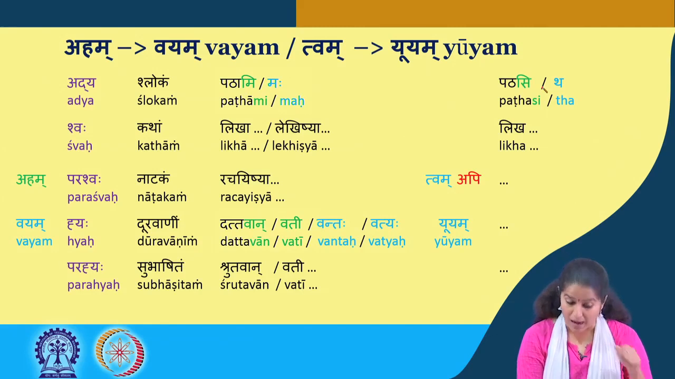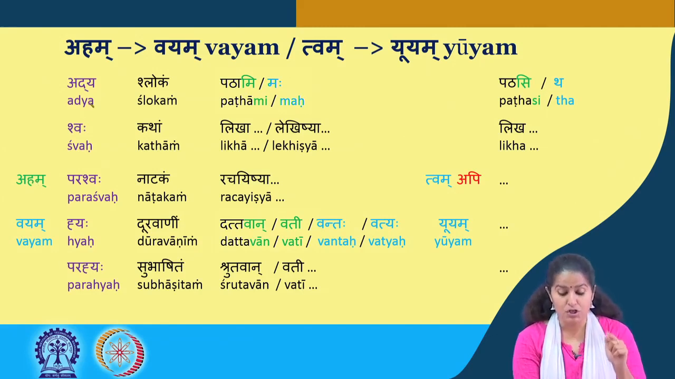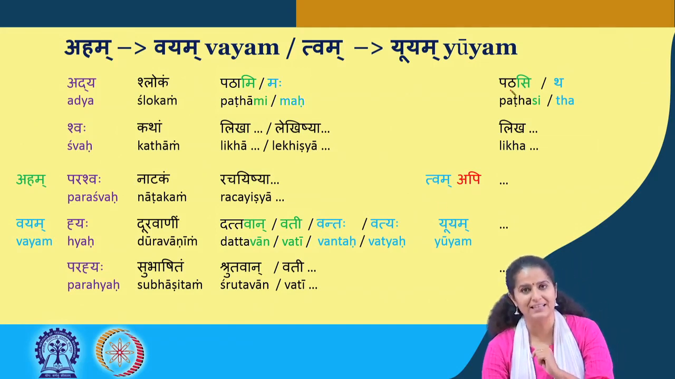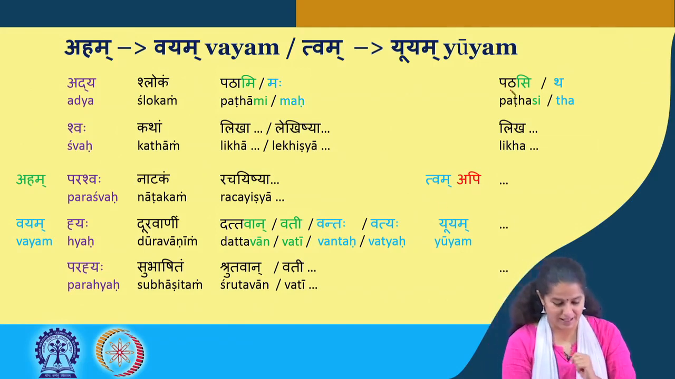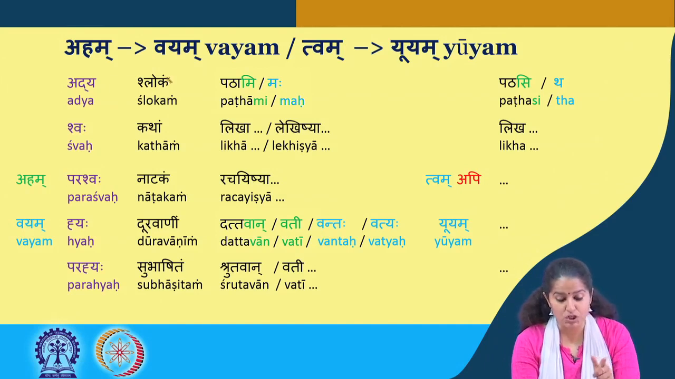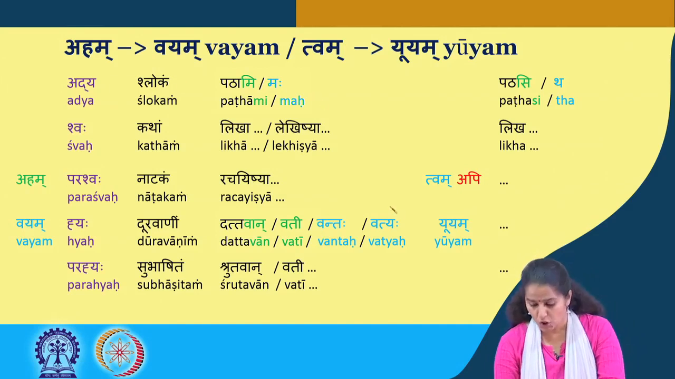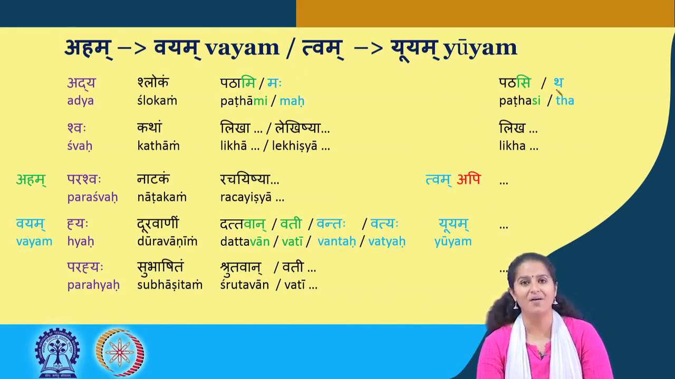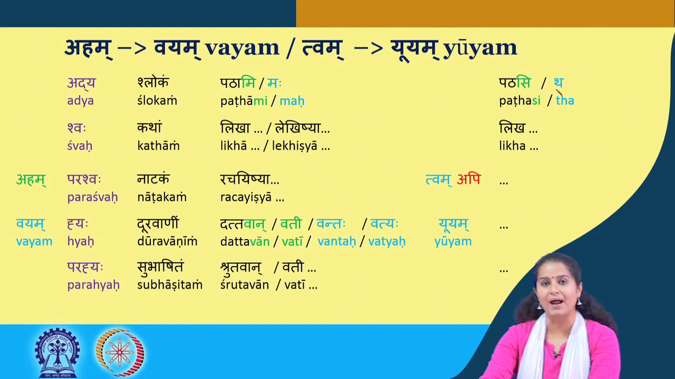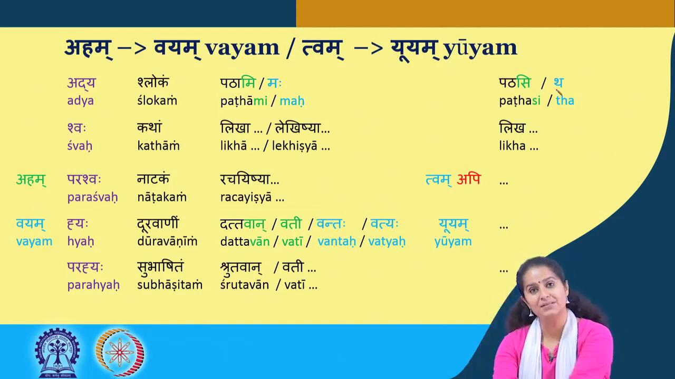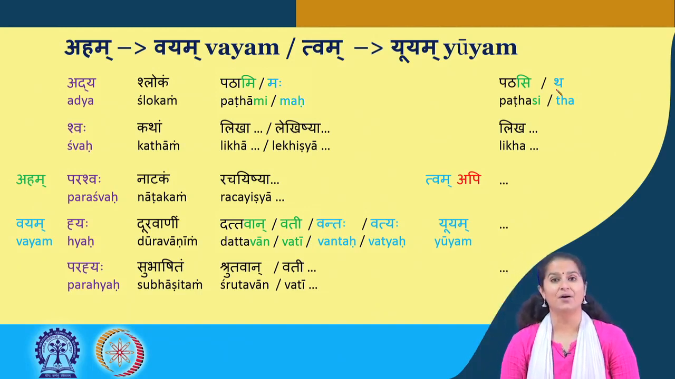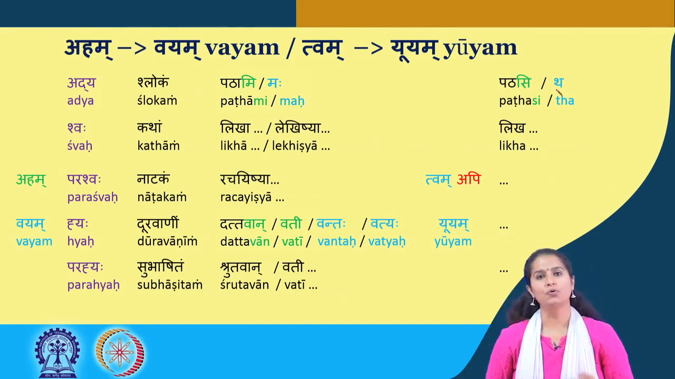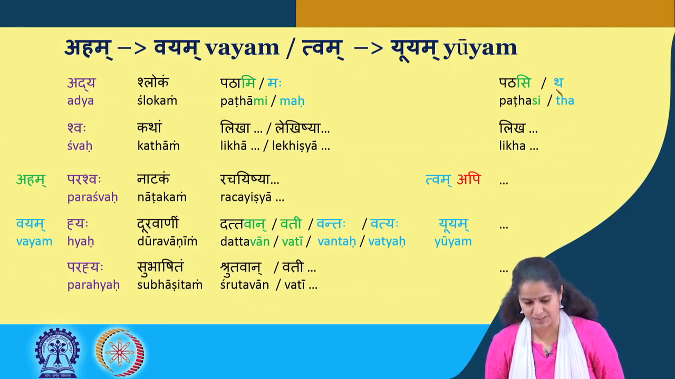So you say aham adya shlokam pathami, tvam api pathasi. So you are also studying. Vayam adya shlokam pathamaha, yuyam api pathatha. All right. So I've shown you how you can practice with the second person in the first case here. So you can use this whole chart. As I said, pause the video and go through as many permutations and combinations as you can.